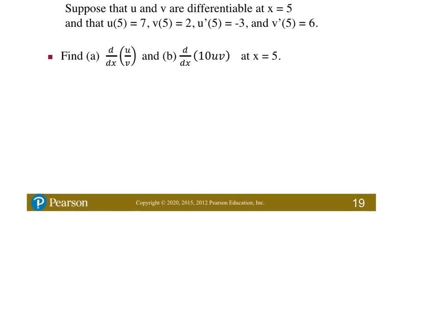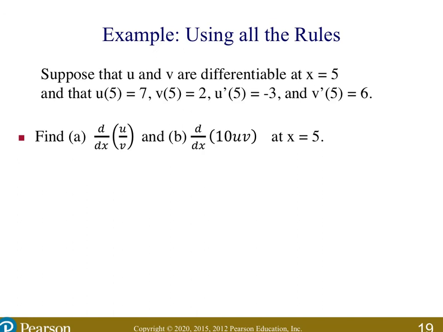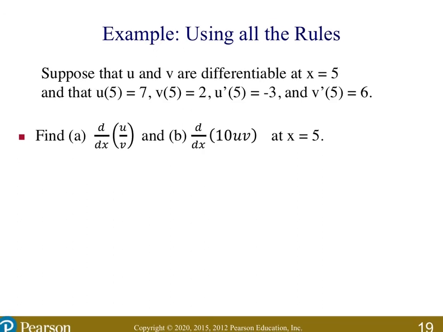All right, last example. We're going to put everything together using all the rules. Suppose that u and v are differentiable. That means that they are functions. It means that they were continuous, because if they're differentiable, they have no corners, no cusps, no vertical tangents, and no points of discontinuity. So if they're differentiable, they must be continuous. If they're continuous, they must pass the vertical line test, because these are functions. So we know all of that just from that statement.